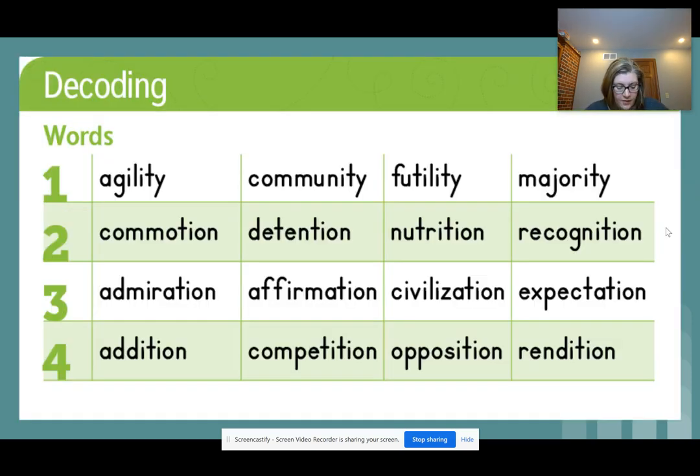In this one, we have ITY in the first line, which means a state or a quality of. And when we add ITY onto the end of a word, it is going to turn an adjective into a noun. So it's going to take something that's an adjective and turn it into a noun.